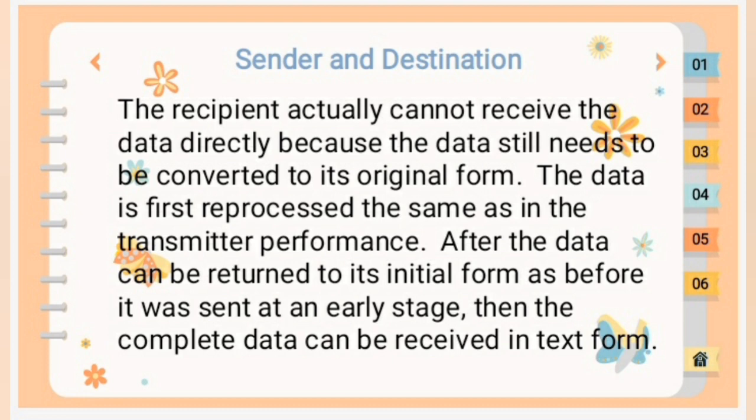Sender and destination. The recipient actually cannot receive the data directly because the data still needs to be converted to its original form. The data is first reprocessed, the same as the transmitter performs. After the data is returned to its initial form as before it was sent at an early stage, then the complete data can be received in text form.